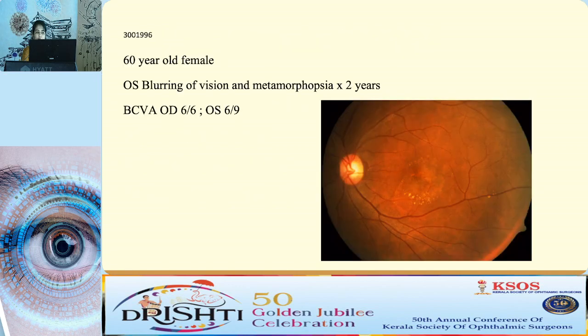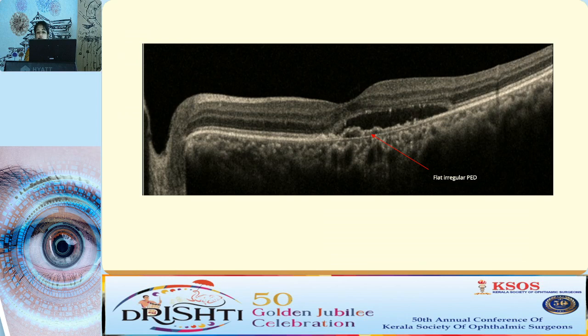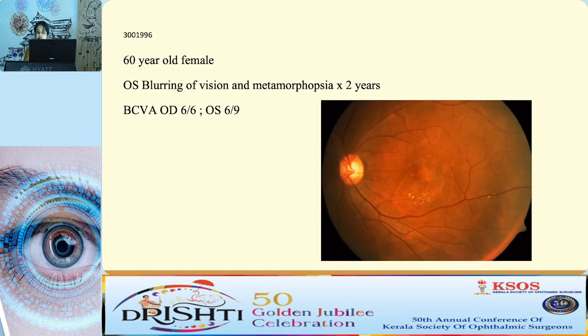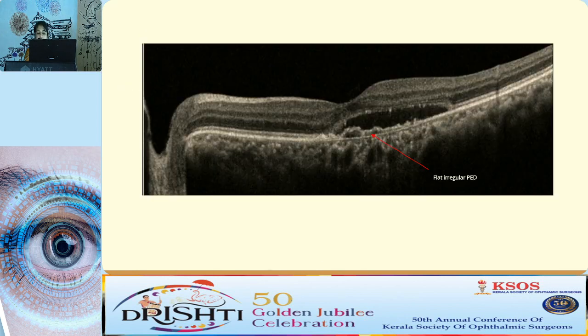which I'll be dealing with. So this is my first case, a 60-year-old female who presented with left eye blurring of vision and metamorphopsia for 2 years. Vision was 6/9 in the left eye. As you can see, there's a neurosensory detachment with subretinal precipitates. On an OCT done through the fovea, you can see there is subretinal fluid.